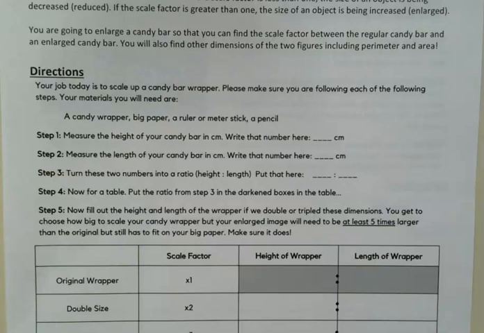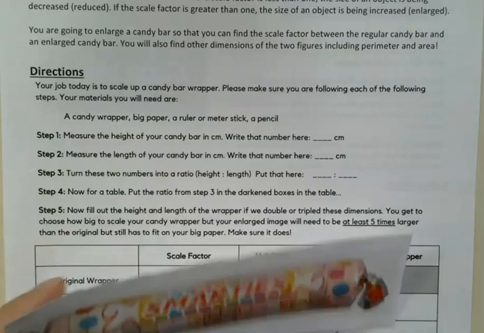So now we're going to start setting up our project. Your job today is to scale up a candy bar wrapper. Please make sure you're following each of the steps, and the materials that you need are your candy bar wrapper, a big piece of paper, which we'll get after we set up the little one, a ruler, and a pencil. Okay. So here's my candy bar wrapper.